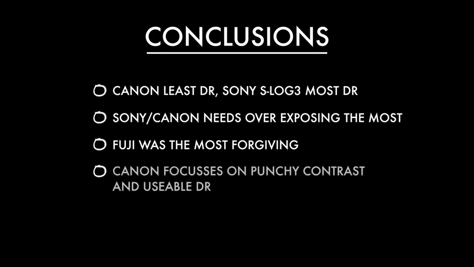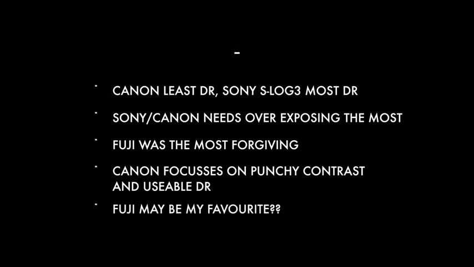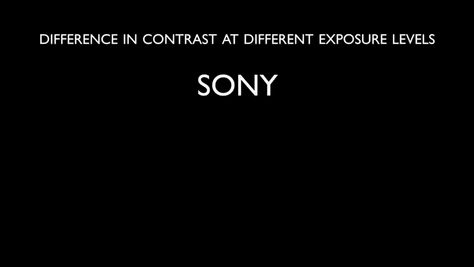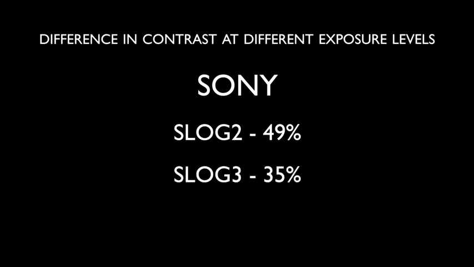Canon, as always, focus on great colour and really usable dynamic range rather than trying to cram all the data they can into a really flat gamma whilst using an 8-bit codec. And believe it or not, I think my favourite of these log curves may actually be Fuji F-Log. It's just such a nice image and so forgiving when it comes to exposure. If you're wondering about the difference in contrast levels with the two Sony log modes, well, S-Log2 was 49%, very F-Log-esque, and S-Log3 was a minuscule 35%, and exposed that brightly as well.